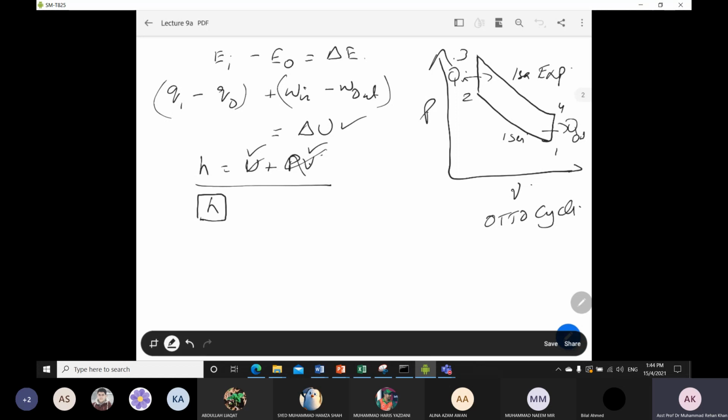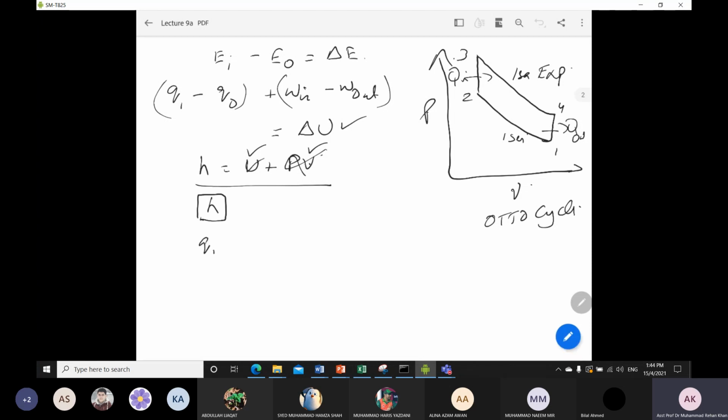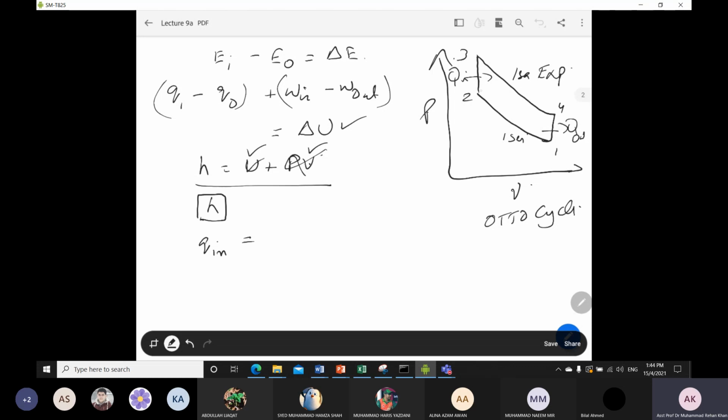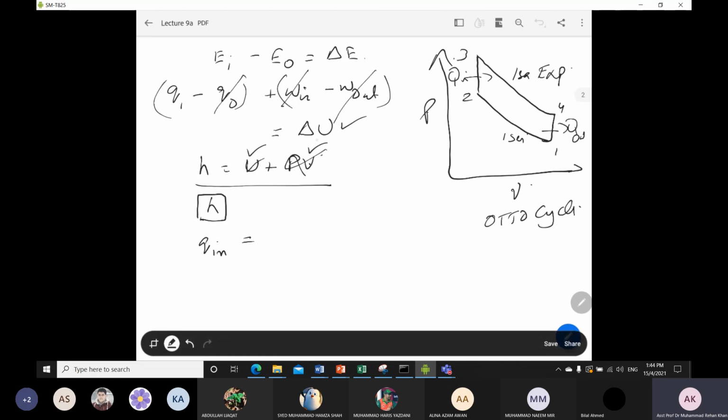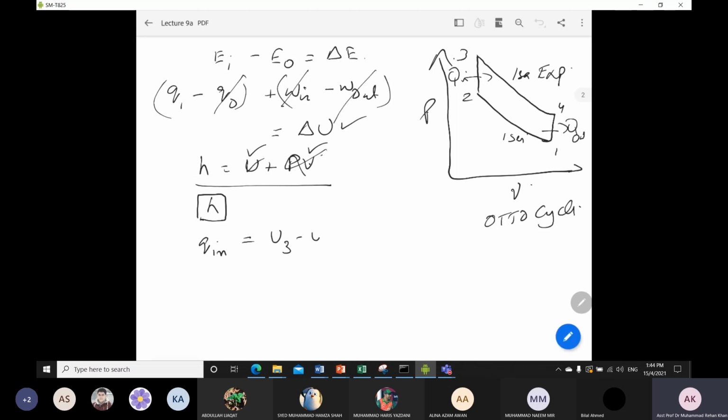Okay, so now, the first thing is the Q in equation. Q in, which is between 2 and 3, is a constant volume heat addition process. So the work term is automatically zero, and Q out is also equal to zero. So now it is equal to delta U, between 3 and 2. So U3 minus U2. This is your Q in equation.